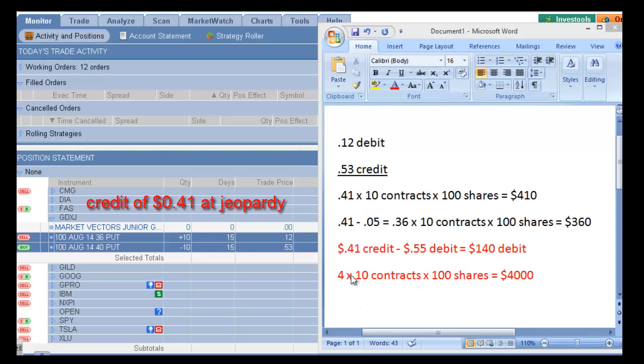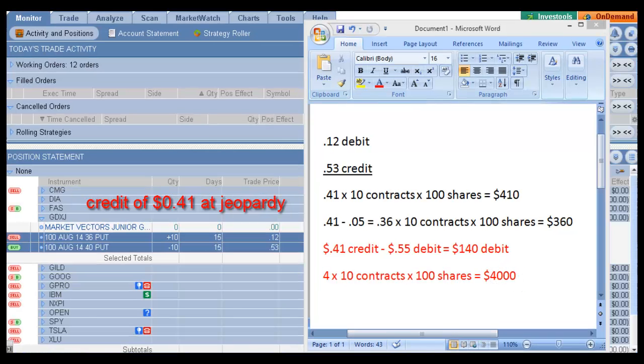It should only be the credit that you receive that is at jeopardy if you're monitoring your trades. Now, in order to place this trade, it costs me $4,000. The way we derive this number is we take the difference in our strike prices, which are 36 and 40, and that difference is 4. We have 10 contracts, and it's worth 100 shares. We know monthly options are worth 100 shares, so it cost me $4,000 to place this particular trade.